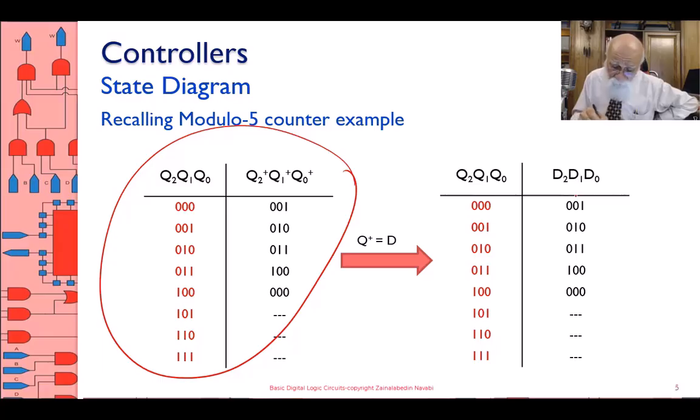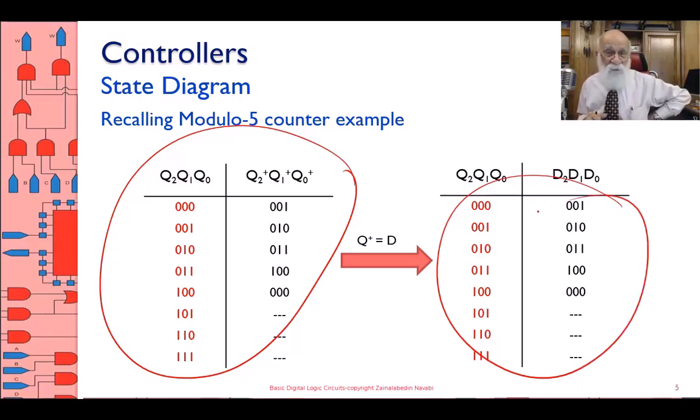We defined D2, D1, D0 in terms of the existing state of the machine, and therefore we came up with a truth table for this, and then from this we came up with the Karnaugh maps and so on. And we were able to develop a circuit like this.